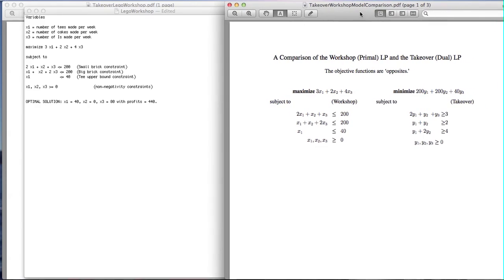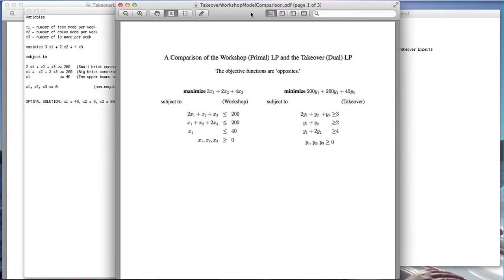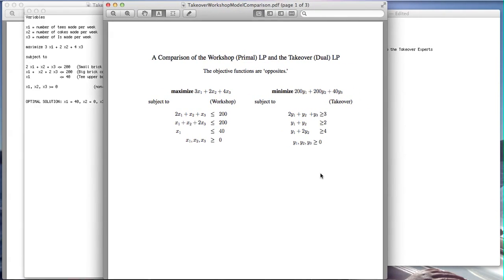What we have over here is a comparison of the workshop linear program and the takeover linear program. And from a technical perspective, the workshop and the takeover are what are called a primal-dual pair of linear programs. So we're going to go through what makes the takeover problem the dual of the workshop problem.